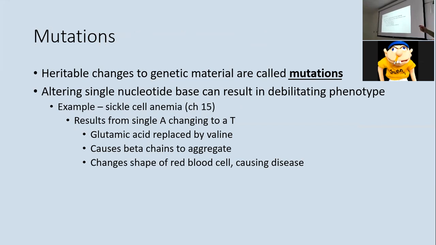A heritable change to genetic material is called a mutation, right? So something changes in your DNA. That change in DNA can be passed on to other generations. That is a mutation of your DNA.